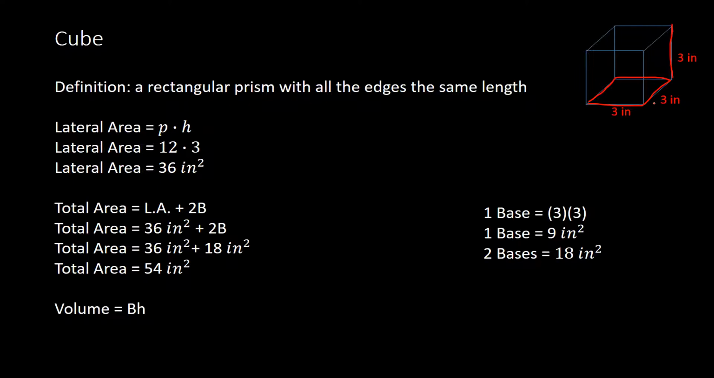And then the volume is the area of the base, which we just said to be 9. Multiply that by the height, which would be 3. So 9 times 3 would give you 27, and then the units would be inches cubed.